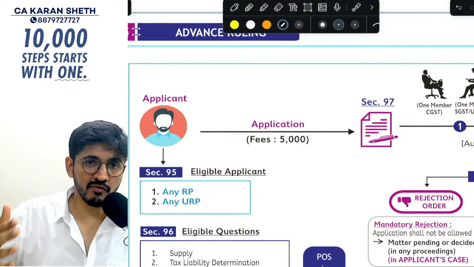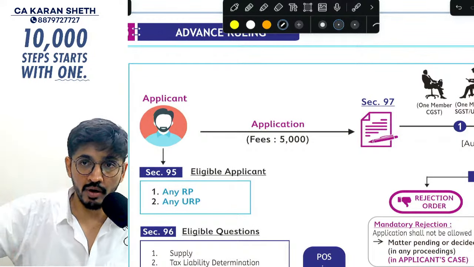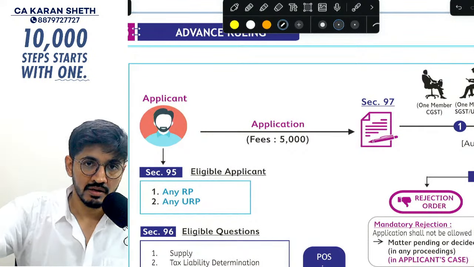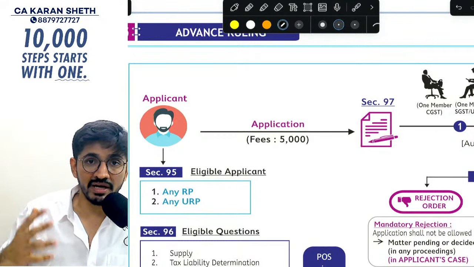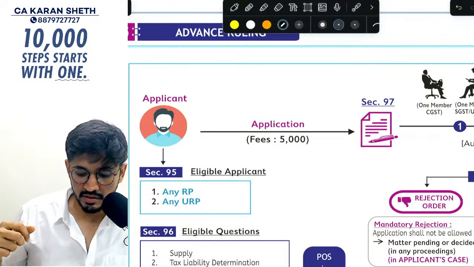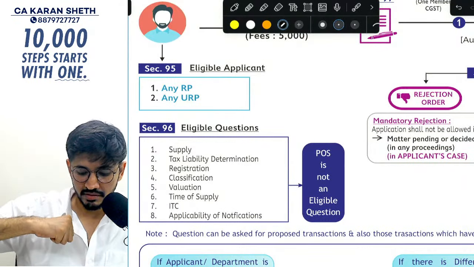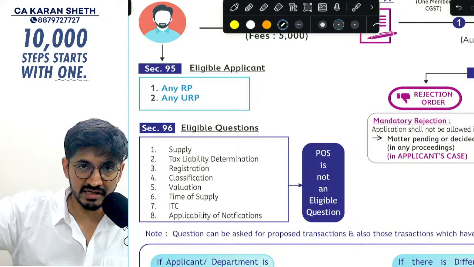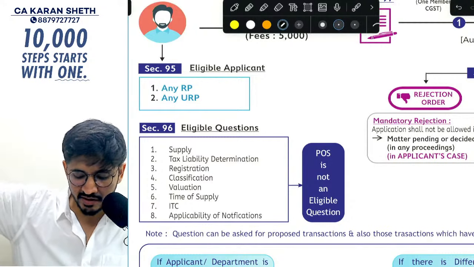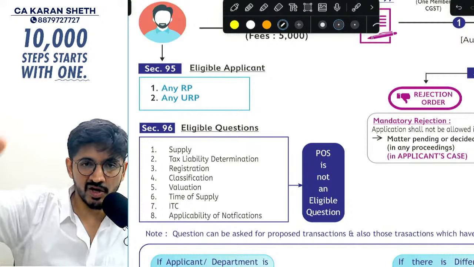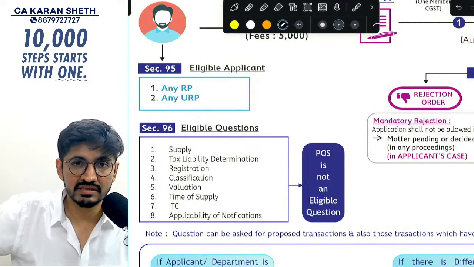I need clarity before starting my business that the goods or services that I'm going to start supplying, what is the rate applicable to that? Or for that matter, do I need registration or not? Right? Is it even regarded as a supply or not? What is the classification? Is it 12, 18, exempted, 28, what? What is the value of supply? What is the time of supply? All of these questions, right?